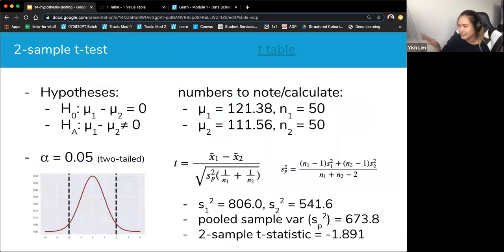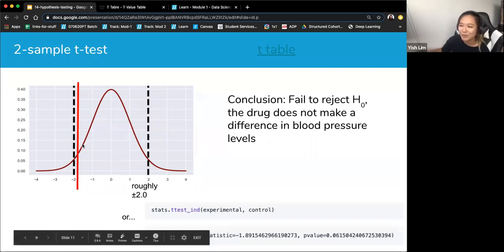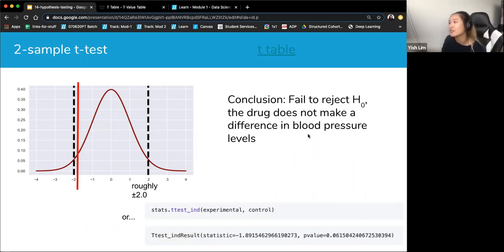So our t-statistic that we had calculated was negative 1.89. Very close, but didn't make it. So 1.89 being inside this, in between the critical t-values, means that we fail to reject the null hypothesis and the drug doesn't make a difference in blood pressure levels. So the drug didn't work.